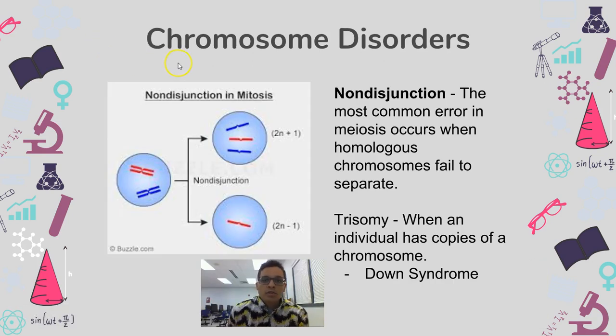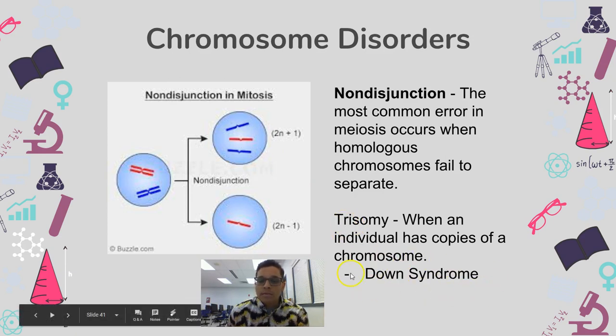For chromosome disorders, usually what happens is something called non-disjunction, and a lot of you covered this when we went over disorders in the meiosis project. Non-disjunction is the most common error in meiosis, and it occurs when homologous chromosomes fail to separate. So here, they are separating, but instead of 2 going here and 2 going here, only 1 goes here and 3 go here. So what you see is trisomy, and that's when an individual has copies of a chromosome that they shouldn't have. So they have 3 chromosomes, hence the tri, and the most common example of that is Down syndrome.